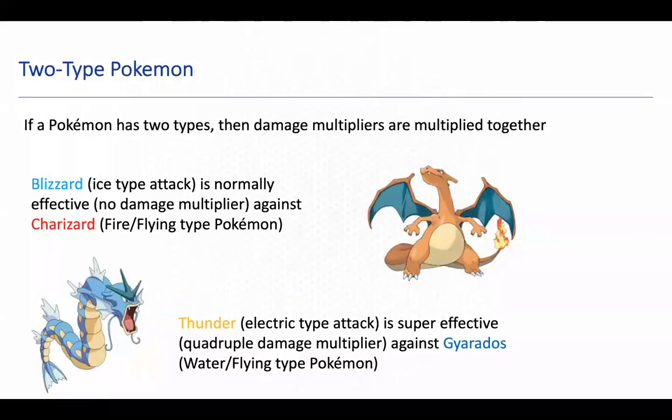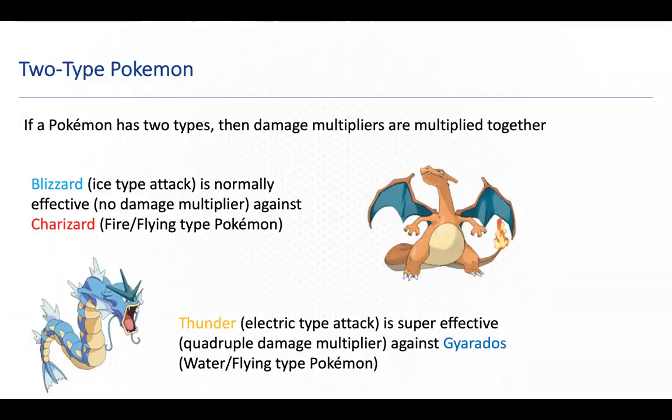Then, as I mentioned earlier, a Pokemon can have 2 types, and you multiply the damage multipliers together. And that made our modeling a little bit more complicated. Blizzard, which is an ice type attack, if you attack Charizard here on the right, which is a fire and flying type, it has 2 types. It turned out that they cancel out. That one's a 2, one's a 1/2. You multiply and you get 1.